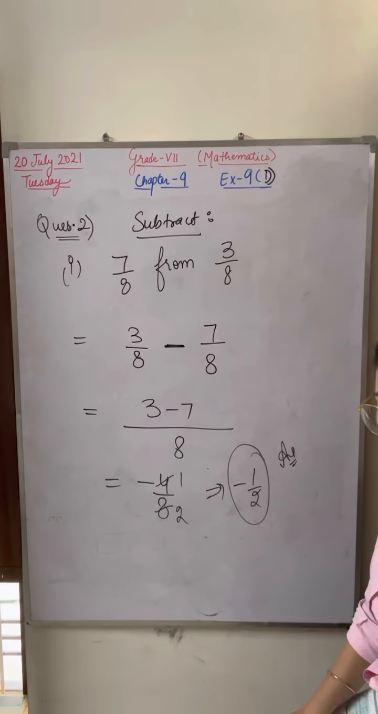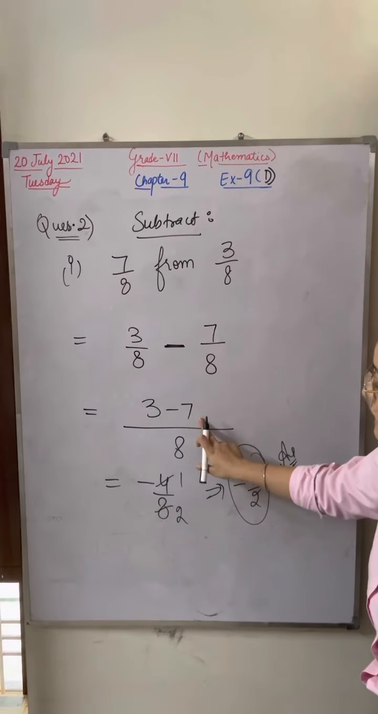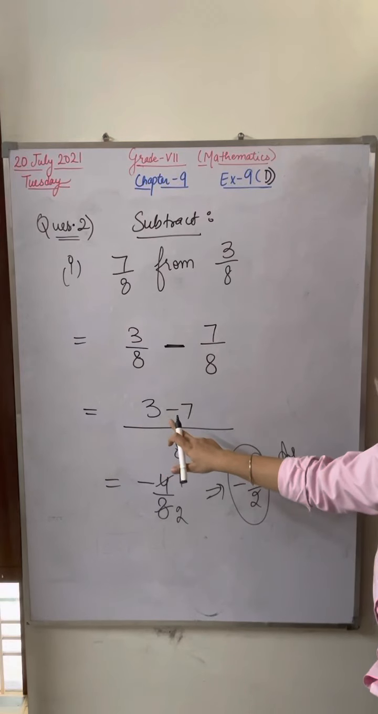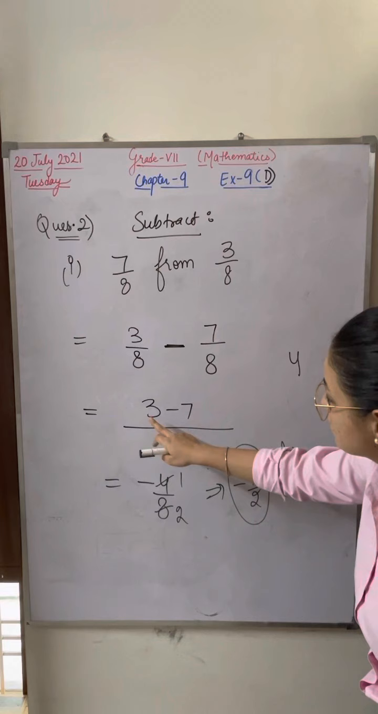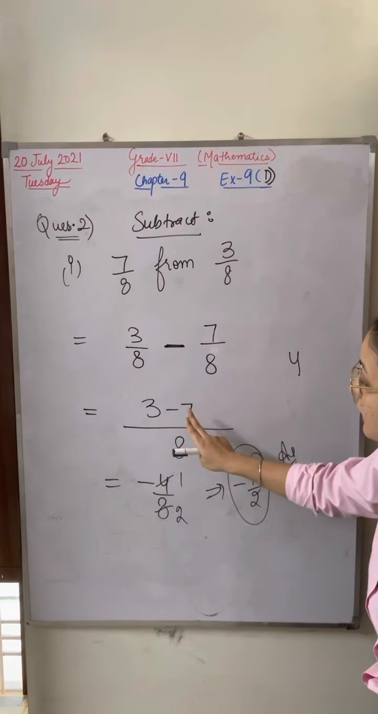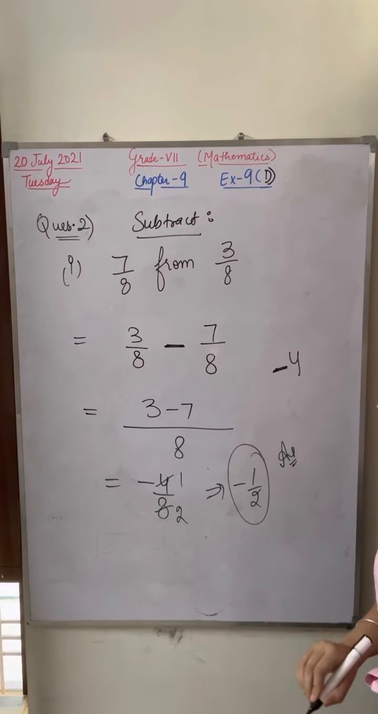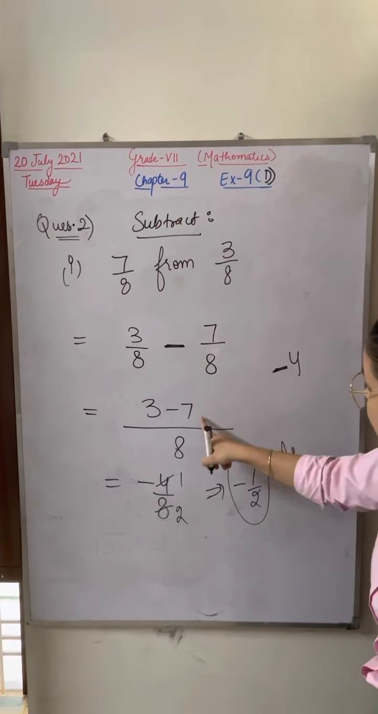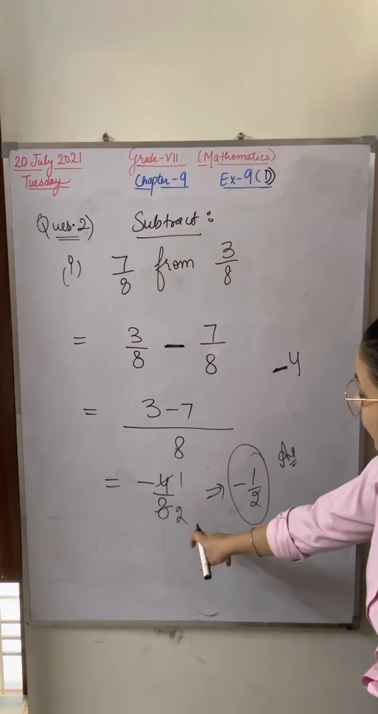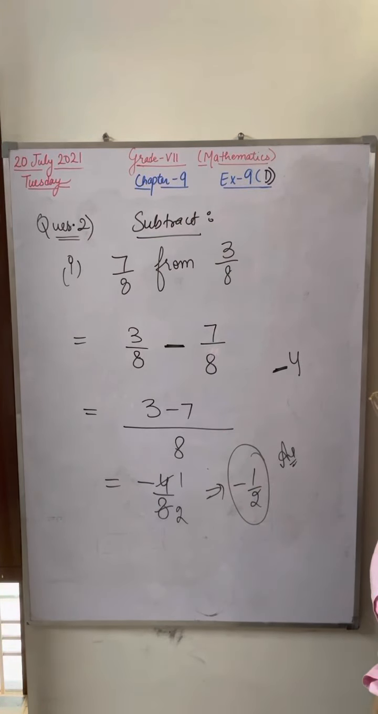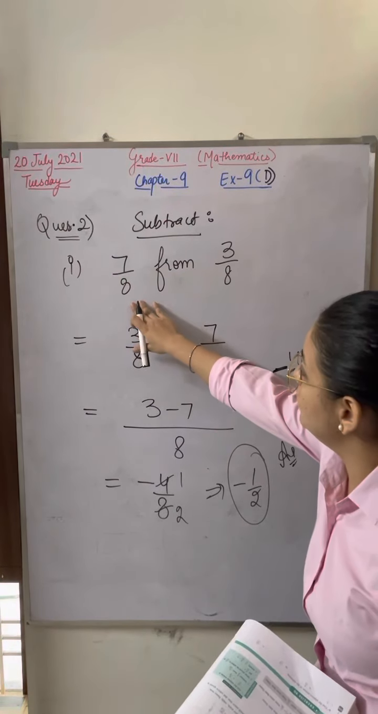Hazel, Abhijot. Why minus? 7 minus 3 is 4, and the sign will come of the bigger value. Is the bigger one 3 or 7? 7 is the bigger value. So the sign will come of the bigger value. That's it, it will be minus 4. So minus 4 upon 8 will be equal to minus 1 upon 2. Right?